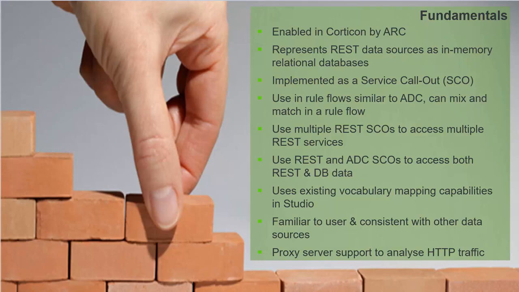You want to tap into your internal data sources at the same time in the same rule flow using SQL? You can use the advanced data connector. So you can mix and match. You can make it as complex as you want. The other nice thing is because we're talking to an internal relational database representation, we can use the same mapping capabilities that we already have available in Corticon to map to relational data sources. So that's going to be really easy and familiar to you as well, because most Corticon users that leverage this capability already know about this.